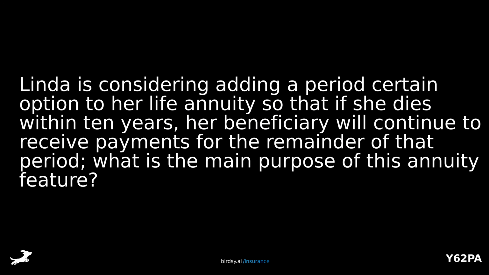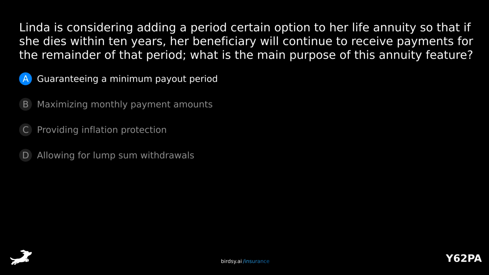Linda is considering adding a period-certain option to her life annuity so that if she dies within 10 years, her beneficiary will continue to receive payments for the remainder of that period. What is the main purpose of this annuity feature? Is it A. Guaranteeing a minimum payout period? B. Maximizing monthly payment amounts? C. Providing inflation protection? Or D. Allowing for lump sum withdrawals? The correct answer is A.